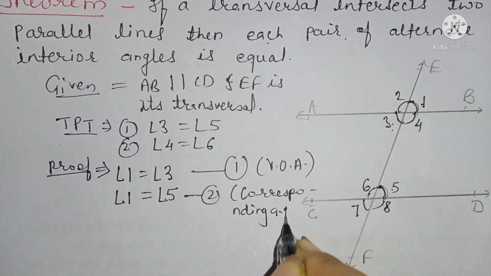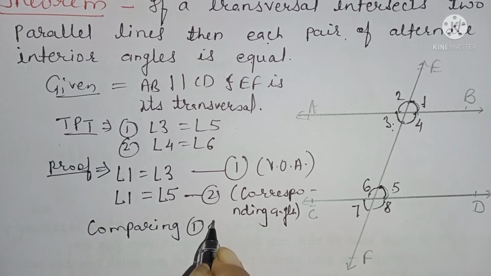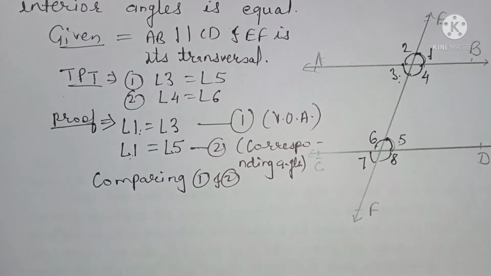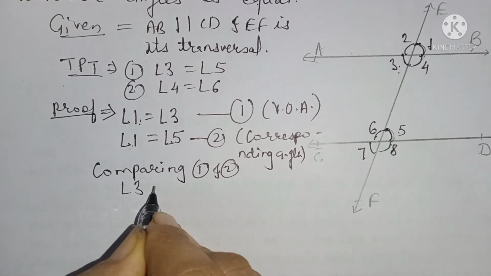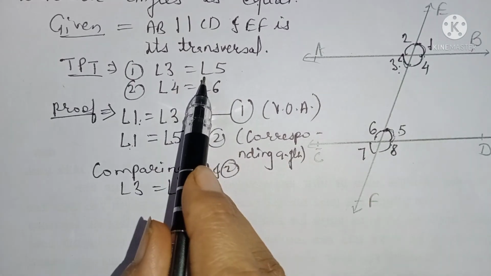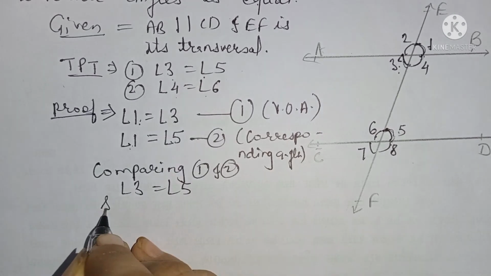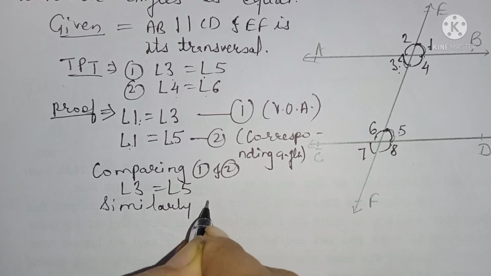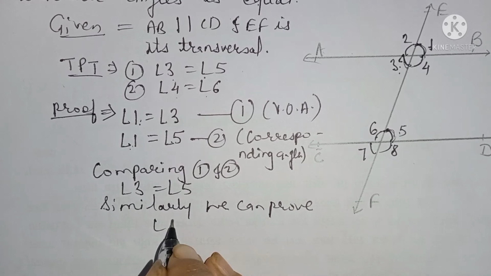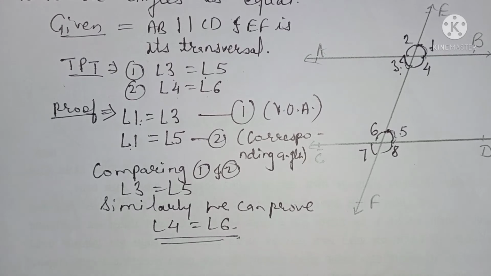Okay. Now if I compare 1 and 2, can I compare 1 and 2? Yes. Comparing 1 and 2, since the LHS angle 1 is equal, you will get angle 3 is equal to angle 5. And see, angle 3 and 5 are alternate interior angles which we had to prove. So have we proved? Yes, and similarly we can prove angle 4 is equal to angle 6, hence proved. Isn't it very simple?